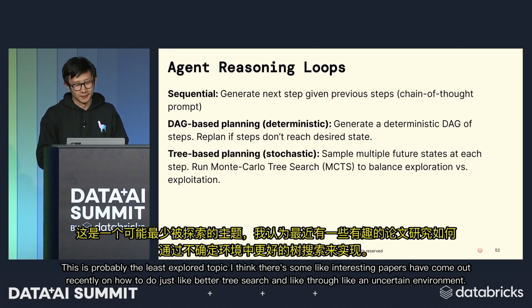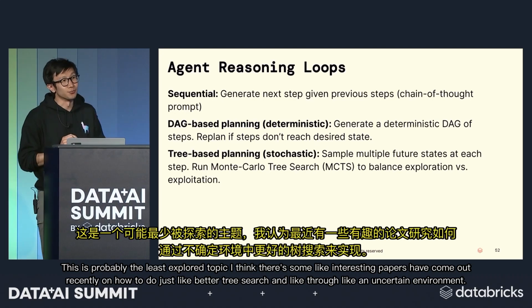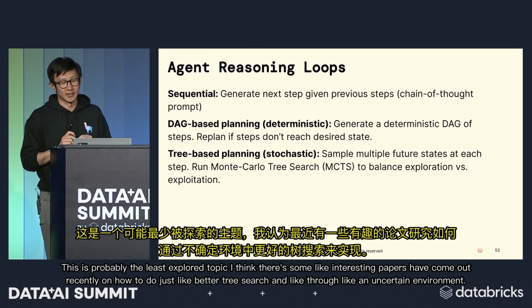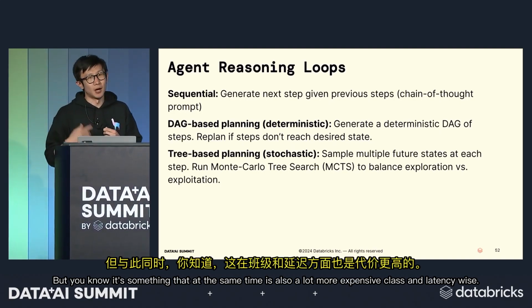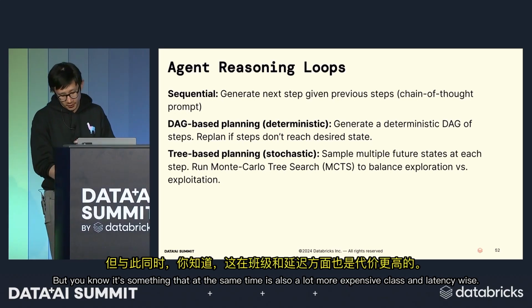through text-based reasoning. This is probably the least explored topic. I think there are some interesting papers that have come out recently on how to do better tree search through an uncertain environment. But it's something that at the same time is also a lot more expensive, cost and latency-wise.